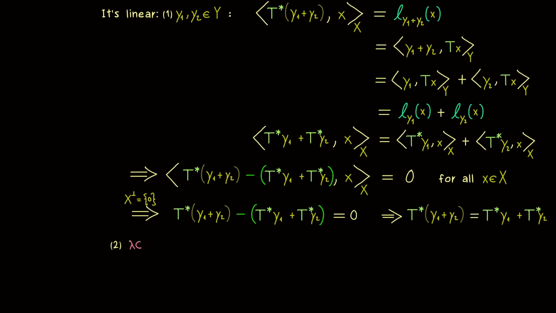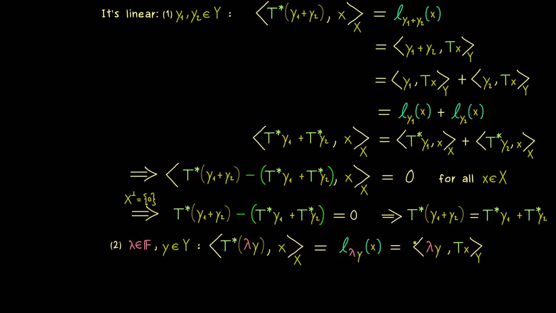Hence, let's fix a lambda in F and a vector y in Y again. And then essentially we do the same thing as before, so we consider T star of lambda y in the inner product. And also that one, by definition, is given by the linear functional L. Which again means that we have an inner product in the vector space Y. And there, as before, we want to pull out what we have inside the first component. So now we pull out this lambda factor, which means it gets a complex conjugation.